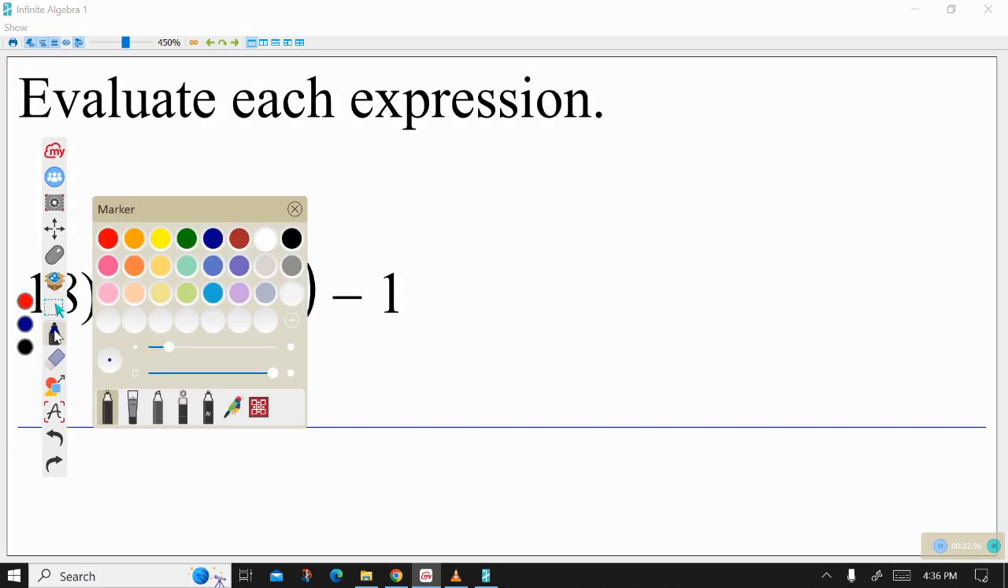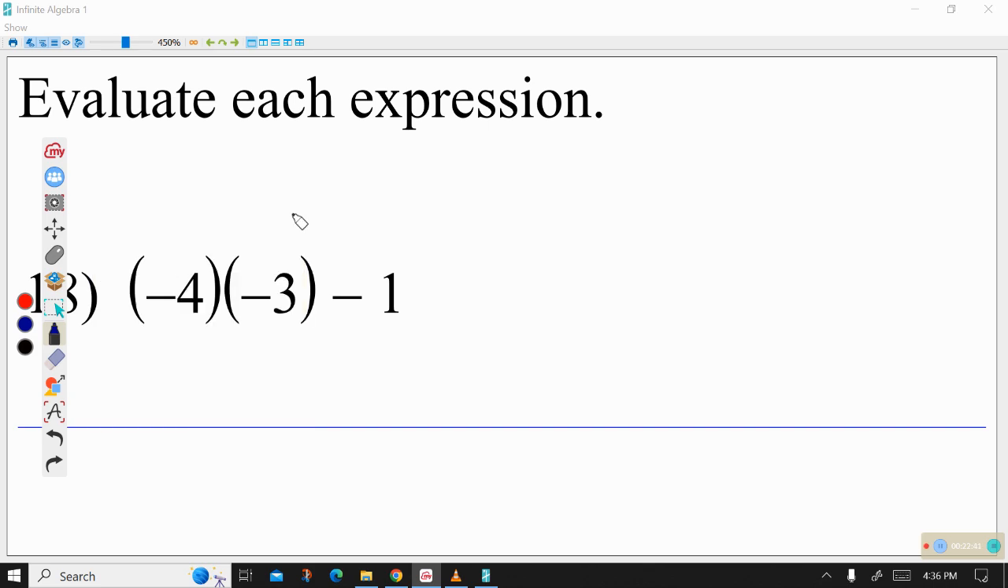See another example here. We have negative 4 in parentheses and a negative 3 in parentheses. So we've been focusing on how when you have two things in parentheses like that, with nothing in between them, that means multiply. So 4 times 3, again, a negative times a negative is a positive. So we get positive 12, and positive 12 minus 1 makes 11.